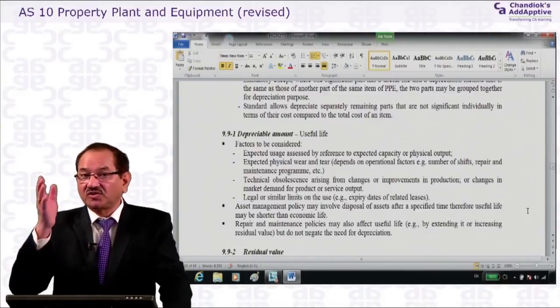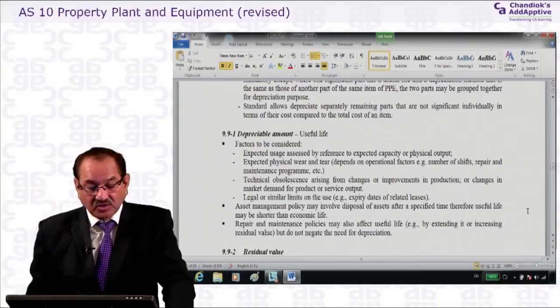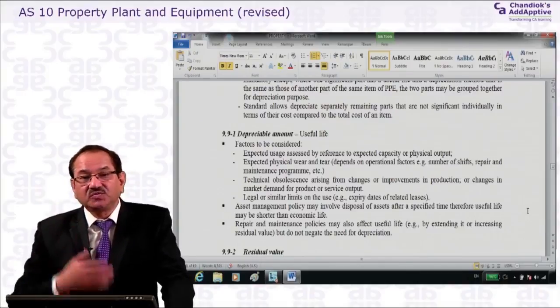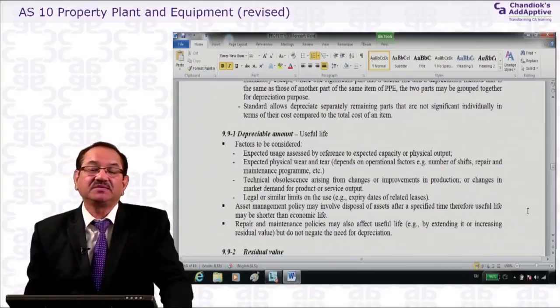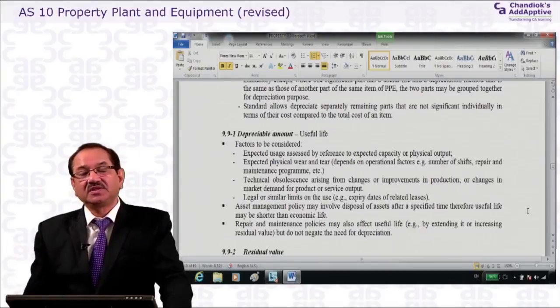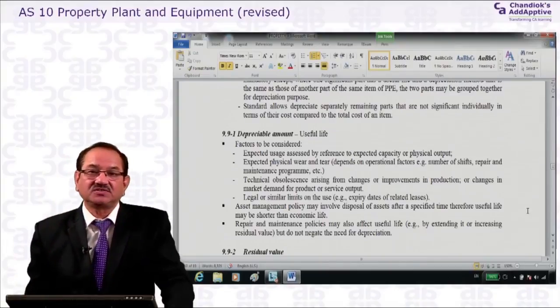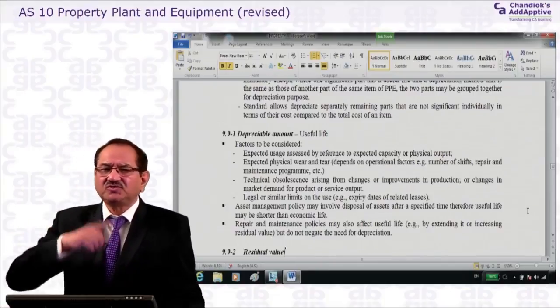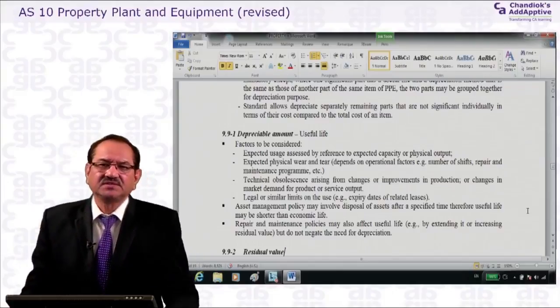As I told you, it's the cost of that asset, the expected useful life, and the residual value, and that gives the depreciable amount. As I told you, if the cost is 20 crores, useful life is 10 years, residual value is 2 crores, the 18 crores is the depreciable amount which has to be depreciated over 10 years.